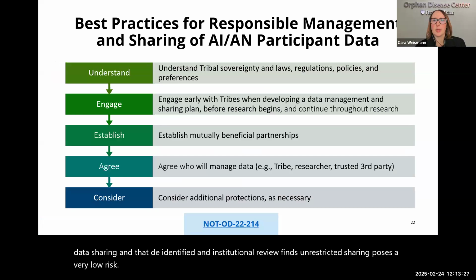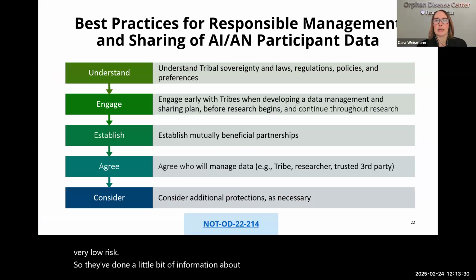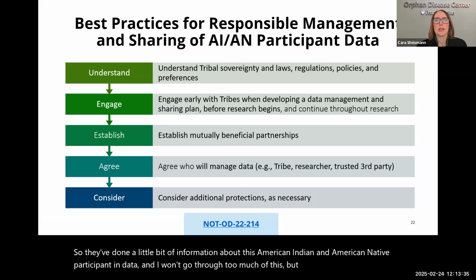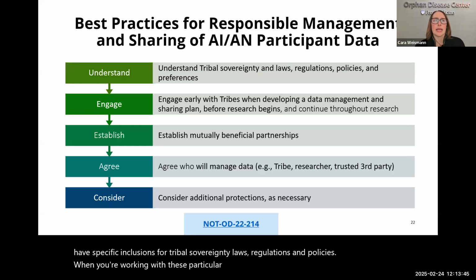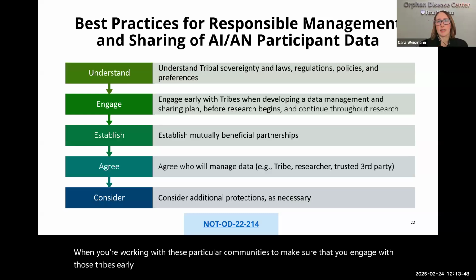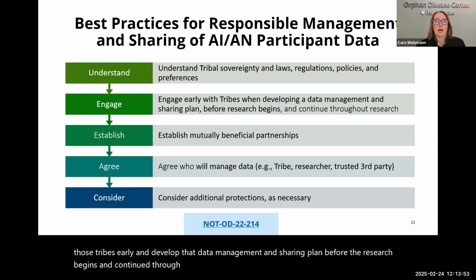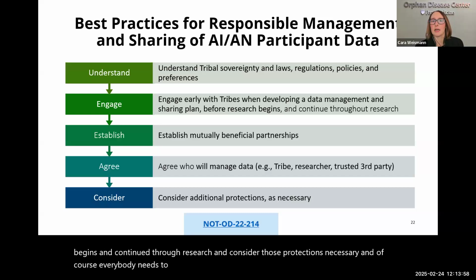So they shared a little bit of information about American Indian and Alaska Native participants in data, and I won't go through too much of this, but just to say that you need to have specific inclusions for tribal sovereignty laws, regulations, and policies when you're working with these particular communities, to make sure that you engage with those tribes early and develop that data management and sharing plan before the research begins, and continue through research, and consider those protections necessary. And of course, everybody needs to agree to who will manage the data, specifically the tribe, researcher, and trusted third party.